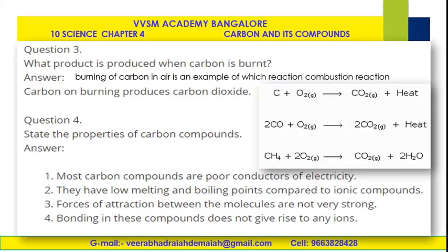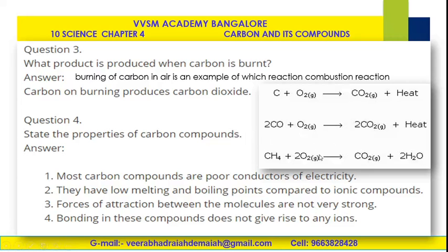Okay, what product is produced when carbon is burnt? In inorganic chemistry, carbon undergoes combustion when it burns in oxygen. Charcoal, for example, gives carbon dioxide and heat. And carbon monoxide again combines with oxygen, giving carbon dioxide and heat. And methane and oxygen give carbon dioxide and water. This is the water gas. The mixture of carbon monoxide and hydrogen is water gas. This is a different question.